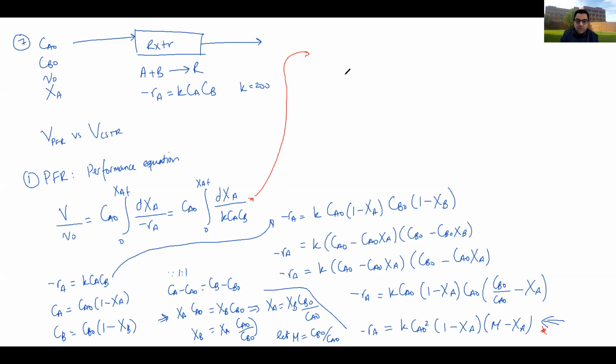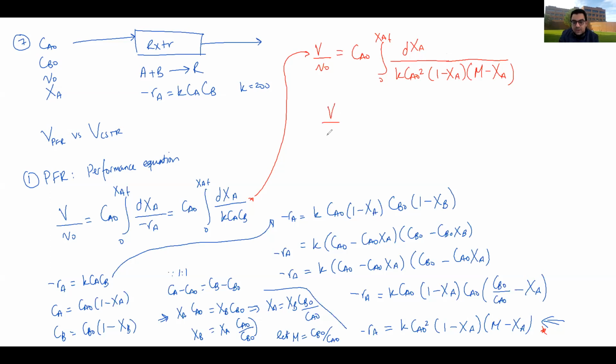So let's go to the top here. I have V over V naught is equal to CA naught integral 0 to XAF dXA over K CA naught squared into 1 minus XA into M minus XA, right? Oh, this is integration by parts, no, not parts, fraction. You need to split the fraction, right? You need to break the fraction.